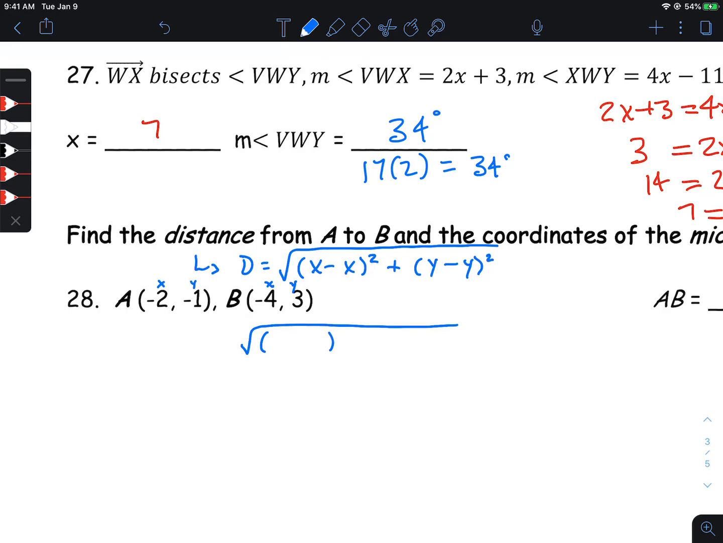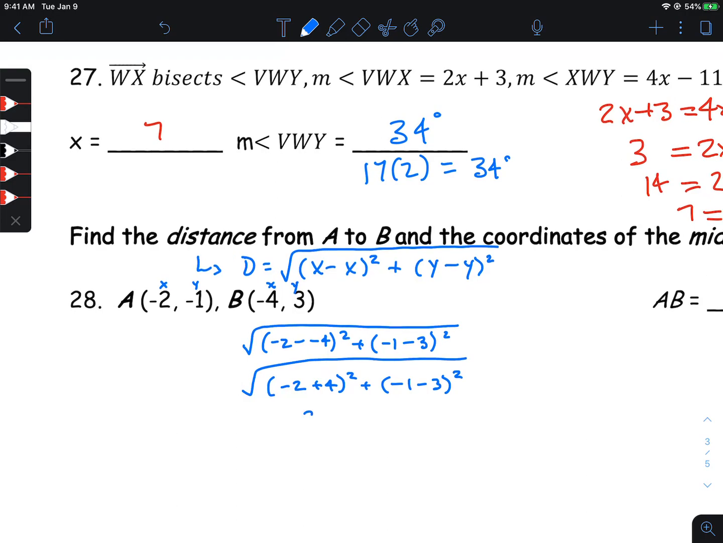So let's go with this here. Let's go -2 minus -4. Watch out with the double negatives. All right, and then let's go for the y's, -1 minus 3, and then square that. So watch out here. The double negatives will change that to a positive. So that's negative 2 plus 4. If you want to write that step, you can. You don't necessarily need to. Some people will skip straight to the next step here. Negative 2 plus 4 should be positive 2 squared. And we'll square root everything, of course.